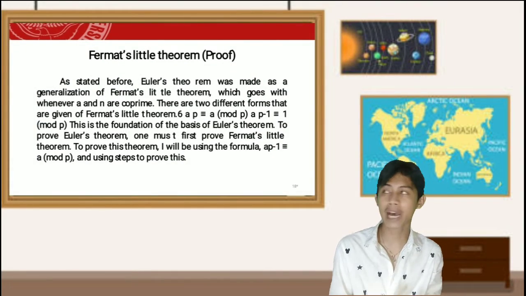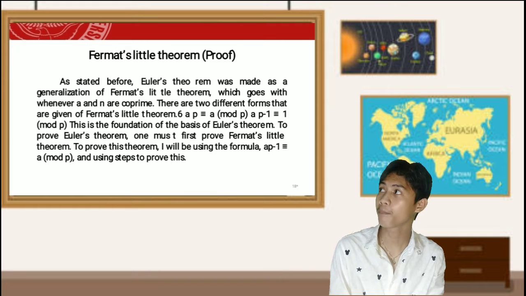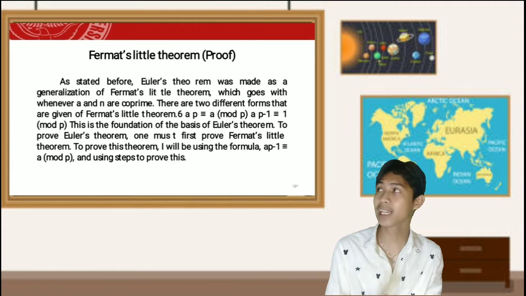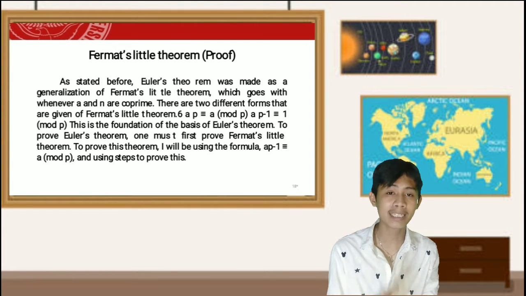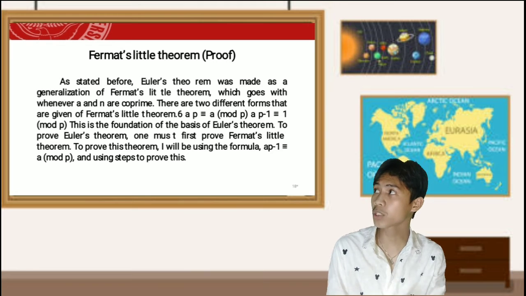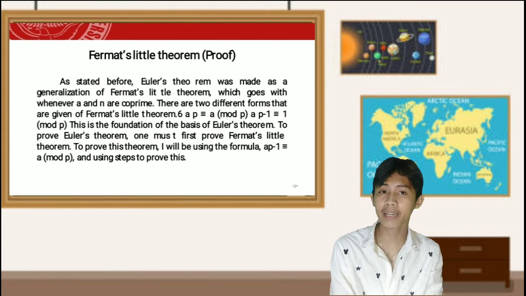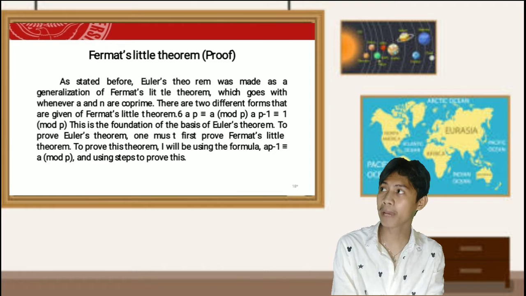So, let's move now to Fermat's little theorem. As stated before, Euler's theorem was made as a generalization of Fermat's little theorem, which goes: whenever a and n are co-prime, there are two different forms given of Fermat's little theorem. a^p is equal to a mod p. a^(p-1) is equal to 1 mod p. This is the foundation of the basis of Euler's theorem.